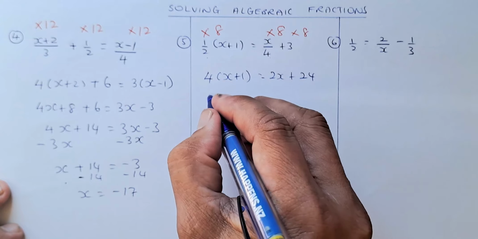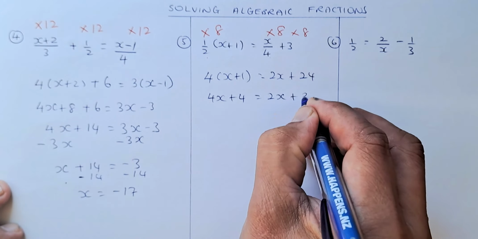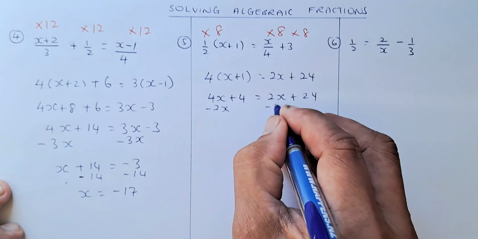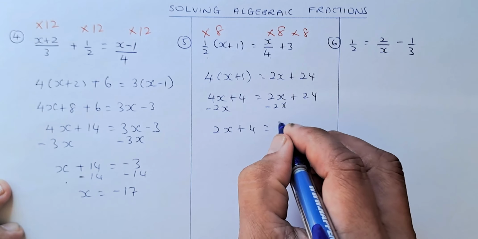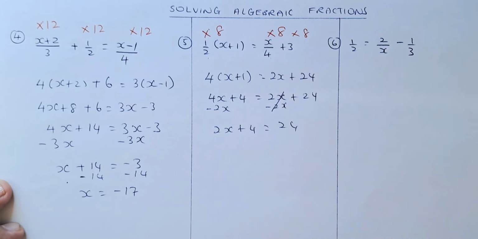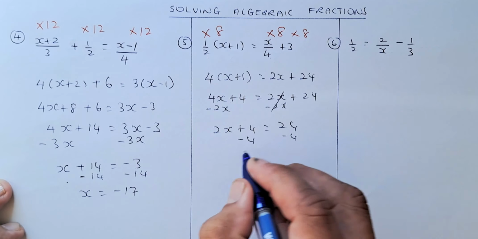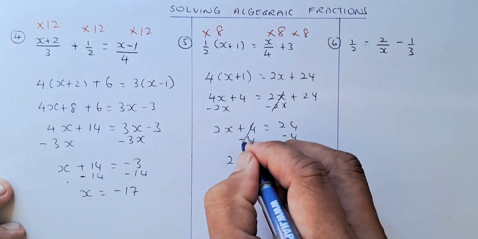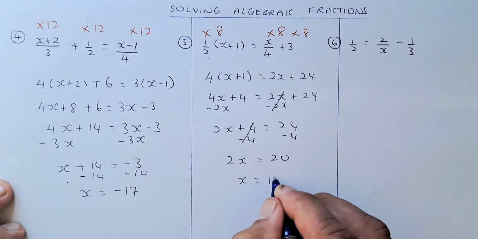So you expand, it's going to be 4x + 4 = 2x + 24. Now you get rid of the 2x. You minus 2x on both sides. So it gives you 2x + 4 = 24. Now you minus 4 on both sides. So it's going to be 2x = 20 because 4 minus 4 equals 0, and your x is equal to 10.